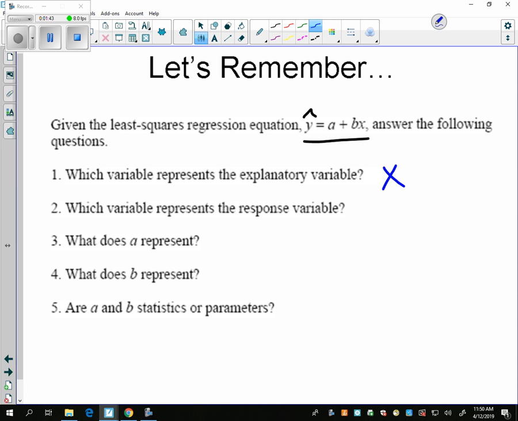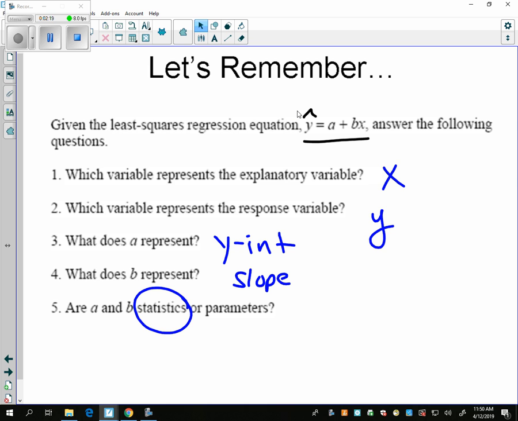And which variable represents the response? Yeah, well, y. In this case, y hat is when you actually figure out the line. Now, what does A represent here? Y-intercept, yep. And B is the slope. Excellent. Beautiful. Are A and B statistics or parameters? Statistics, yes. Let me put this down.